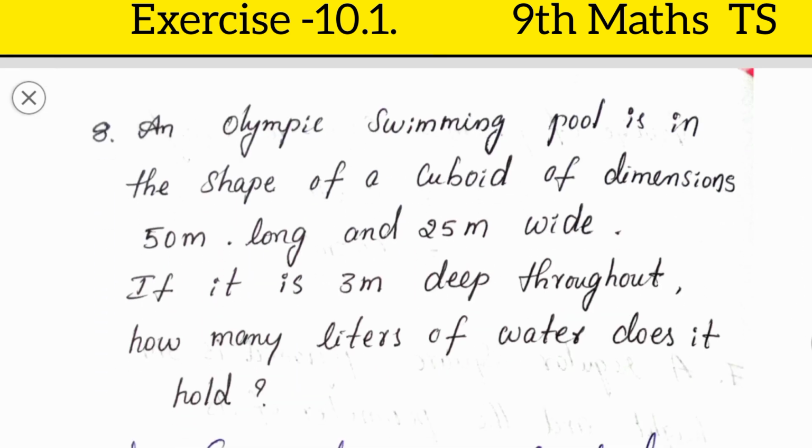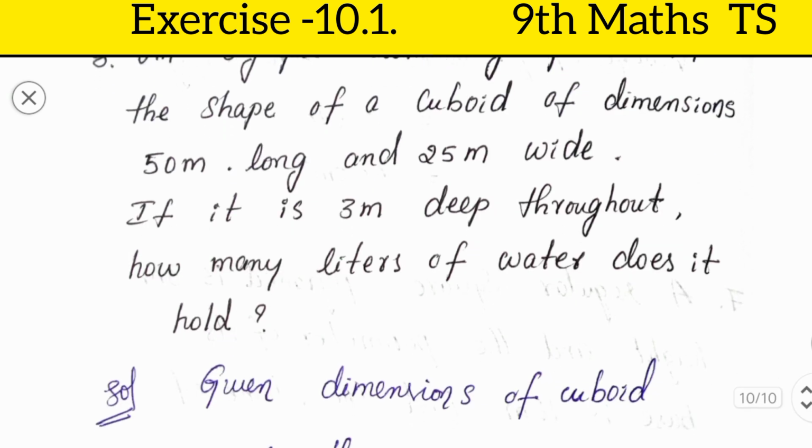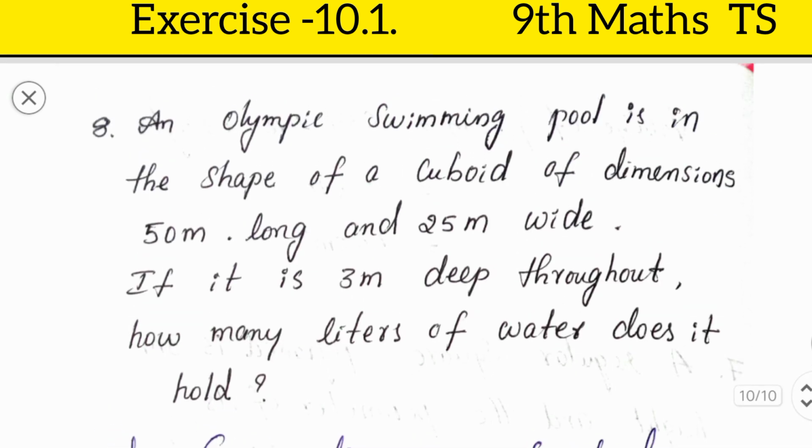Next, the eighth question. An Olympic swimming pool is in the shape of a cuboid with dimensions 50 meters long and 25 meters wide. If it is 3 meters deep, how many liters of water does it hold? What is it saying? One swimming pool is there in the shape of a cuboid, and the dimensions are given. You just need to find how much water it will hold, so just find the volume of the cuboid.